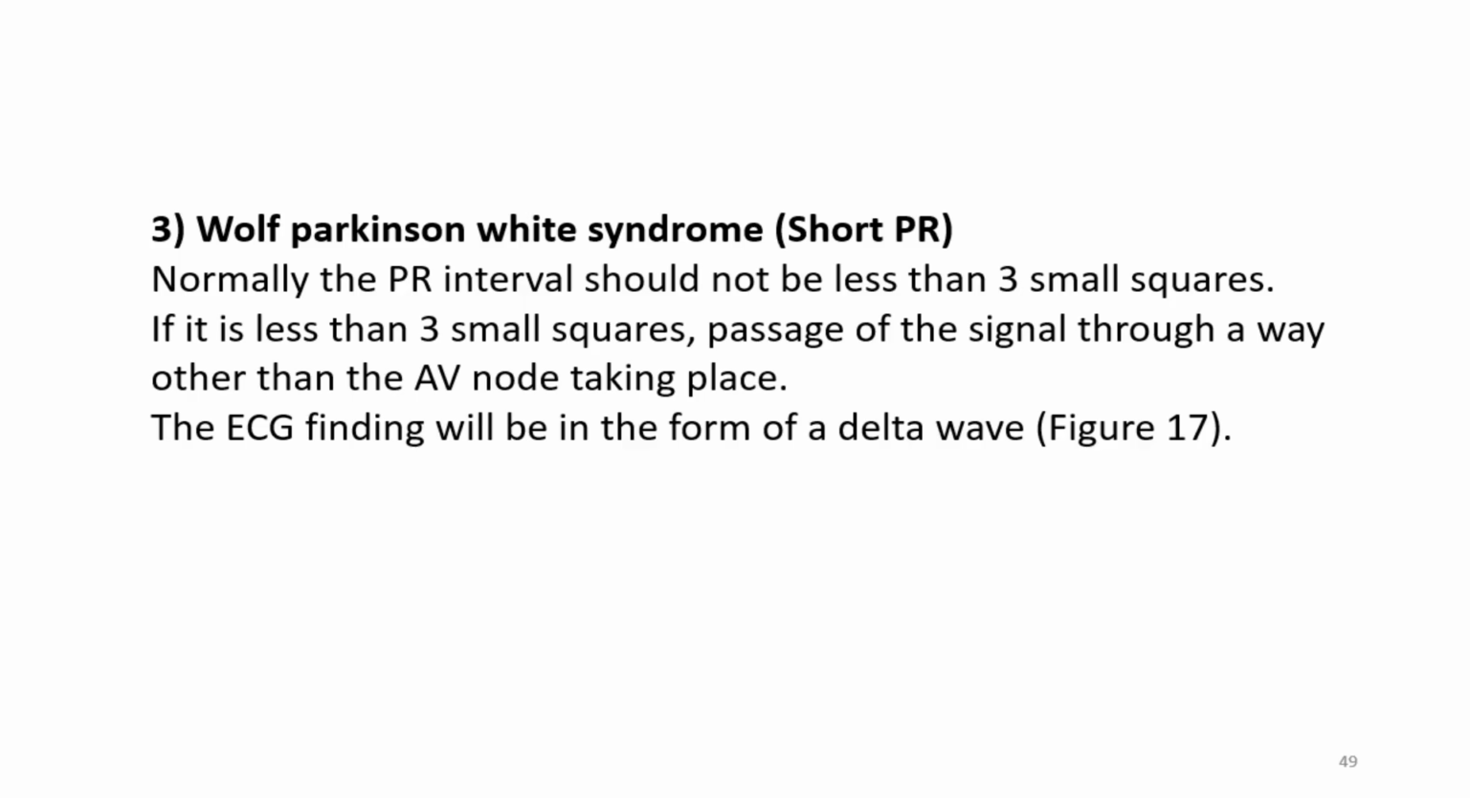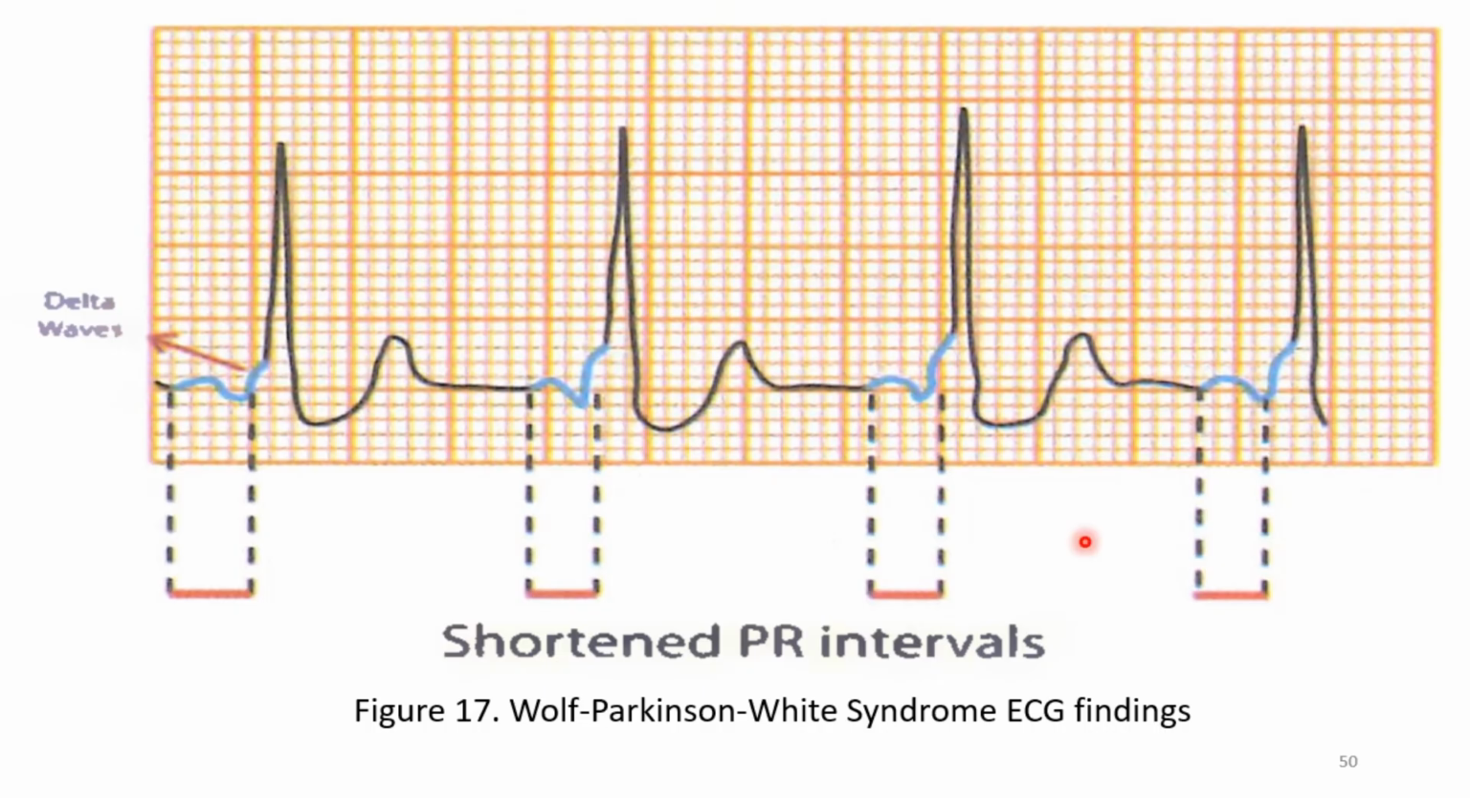And fourth, Wolff-Parkinson-White syndrome. In this case, we have a short PR interval. Normally, the PR interval should not be less than 3 small squares. If it is less than 3 small squares, passage of the signal through a way other than the atrioventricular node is taking place. The electrocardiogram finding will be in the form of a delta wave. You can see here very short PR intervals seen in Wolff-Parkinson-White syndrome.